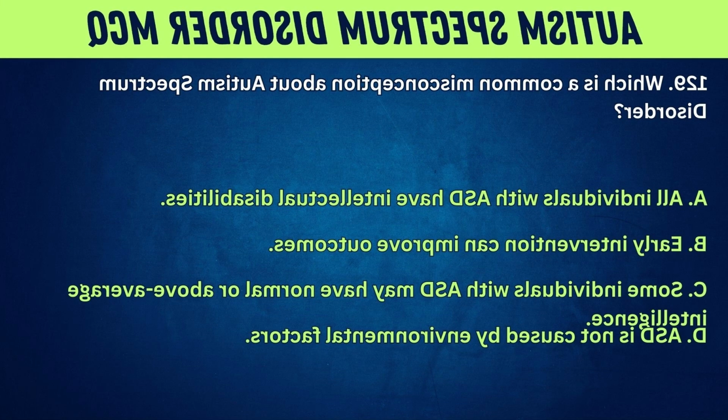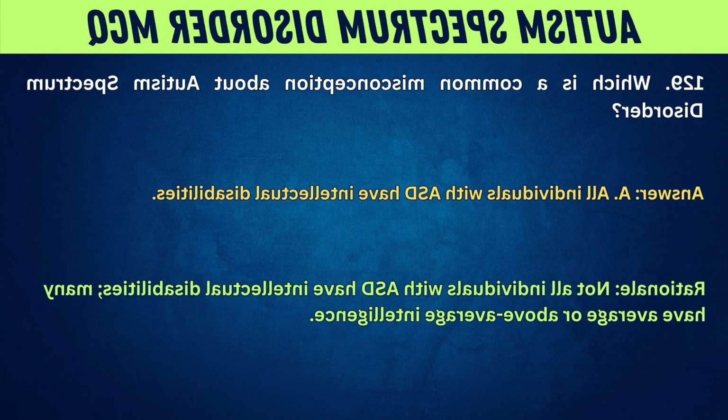129. Which is a common misconception about autism spectrum disorder? A. All individuals with ASD have intellectual disabilities. B. Early intervention can improve outcomes. C. Some individuals with ASD may have normal or above-average intelligence. D. ASD is not caused by environmental factors. Answer: A. All individuals with ASD have intellectual disabilities. Rationale: Not all individuals with ASD have intellectual disabilities. Many have average or above-average intelligence.